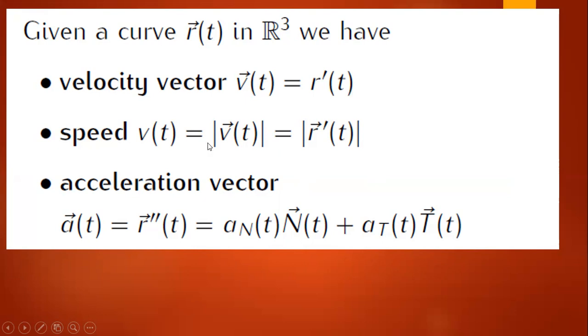And speed, what is the difference between velocity and speed? Speed is the absolute value, the magnitude of velocity. And what is acceleration? It is the second order derivative of the position vector, r double prime, which is equal to a_N N of t plus a_T T of t.